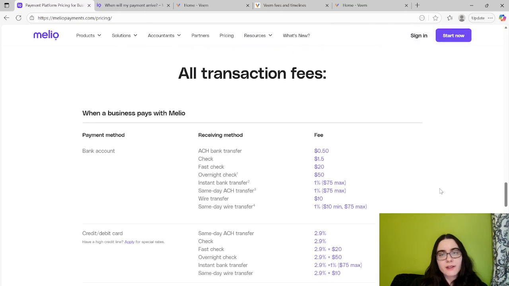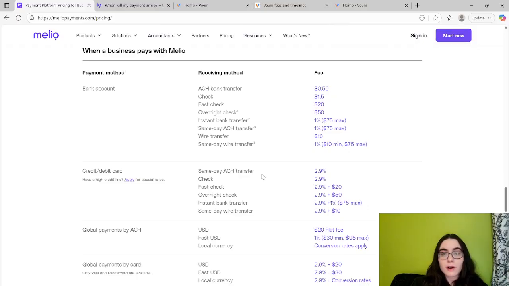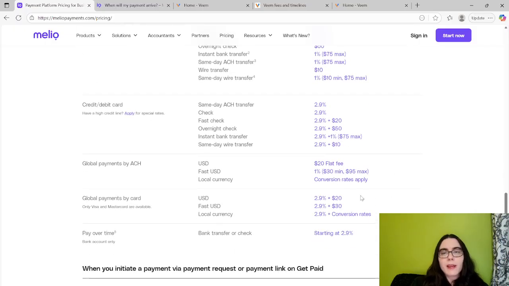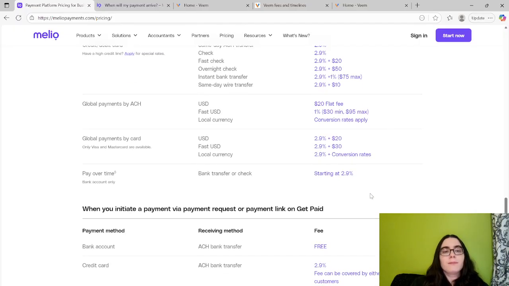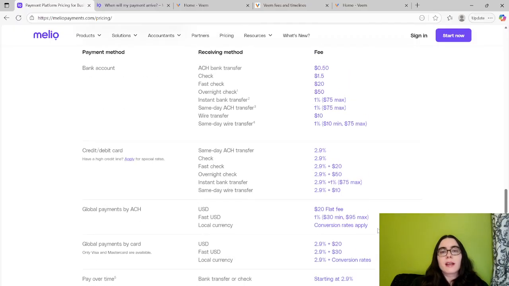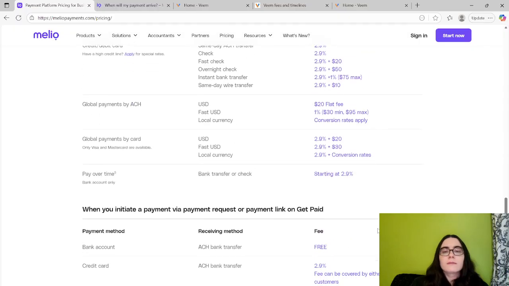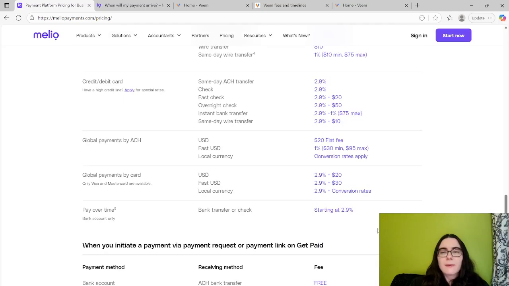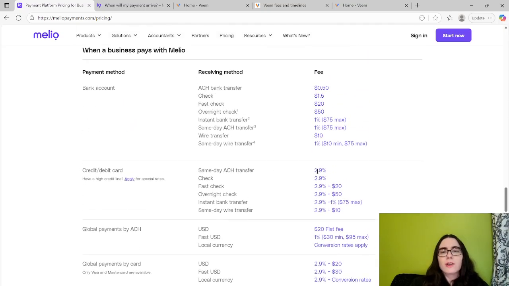So the transaction fees are also important to look at. With credit and debit cards, there's usually going to be a 2.9% fee. If you're making a global payment, you will have an additional $20 flat fee. Bank account payments usually are going to be free with the ACH bank transfer, but it really depends on the particular transaction. So that's the main thing to look at. Just remember, with card, you are looking at that 2.9% fee.